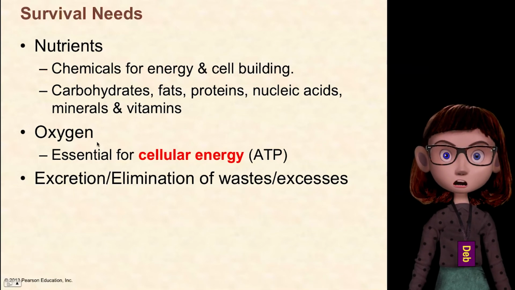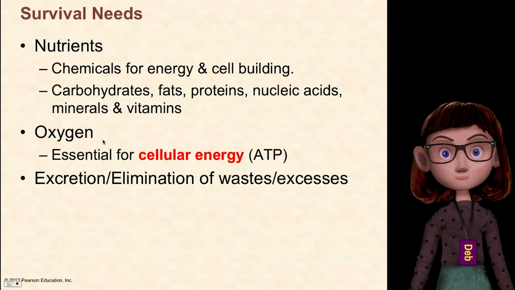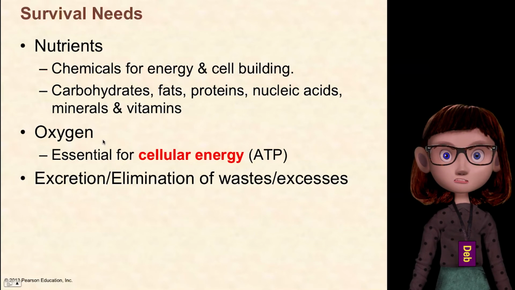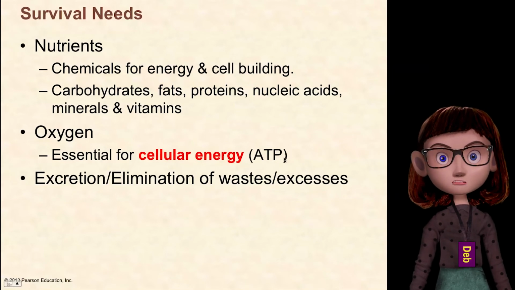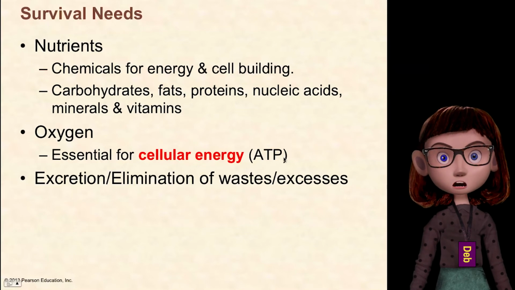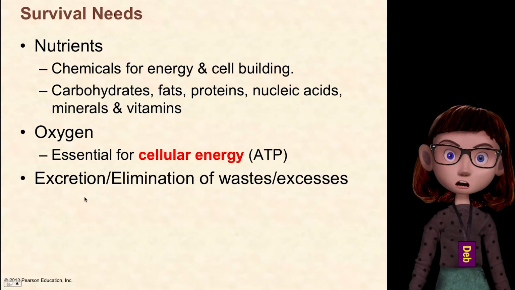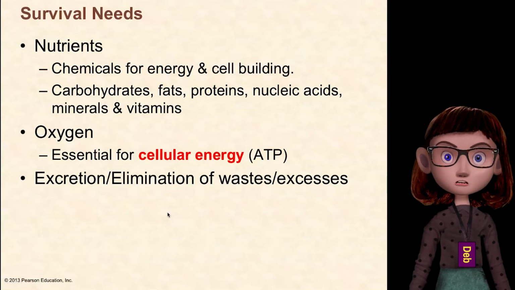We also need oxygen. Most of our body cells, actually all of our body cells, depend upon oxygen in order to break down glucose to get our cellular energy. And if you remember ATP, that's adenosine triphosphate. It's our energy currency for cellular processes. We also need to be able to excrete and eliminate any kind of waste or excesses from the body.